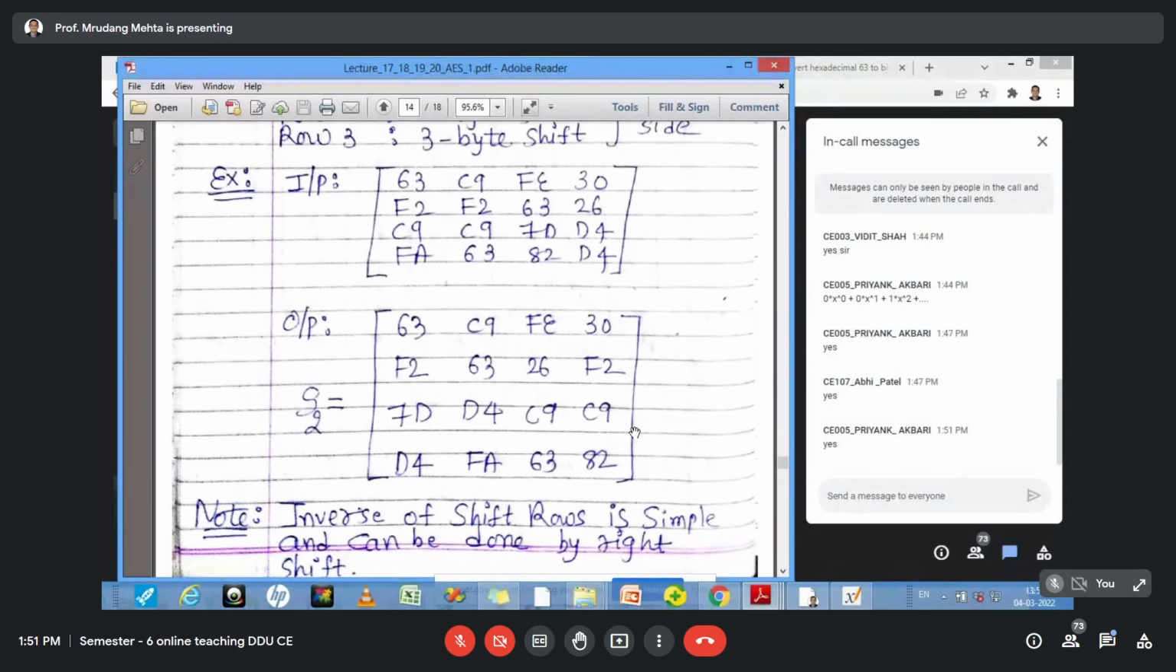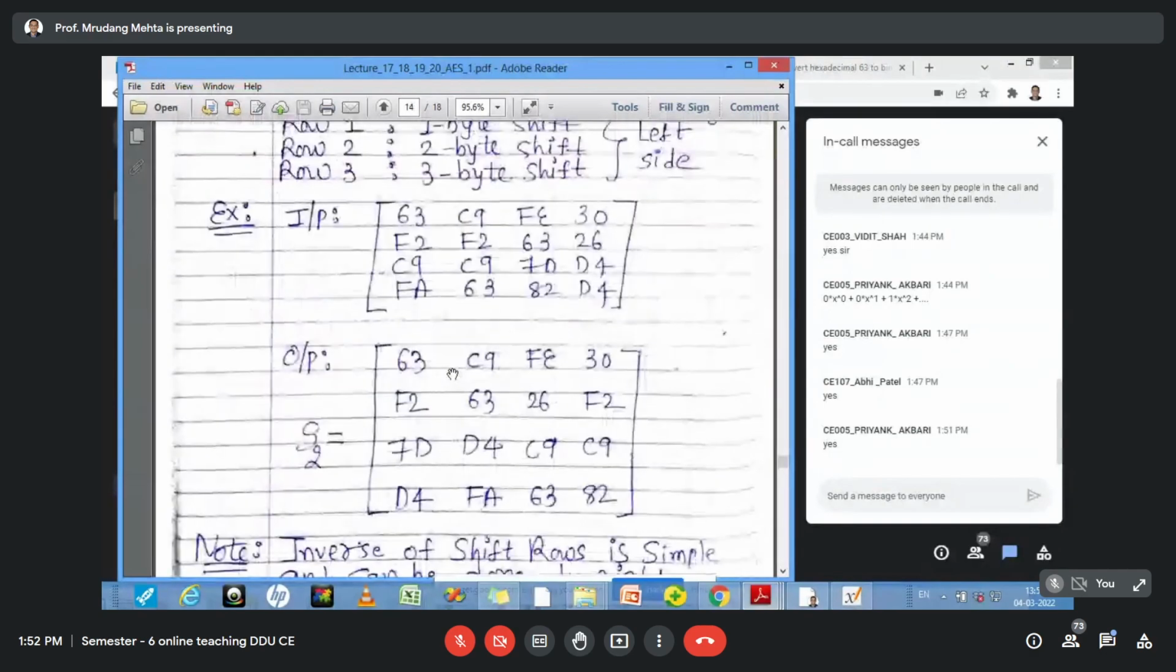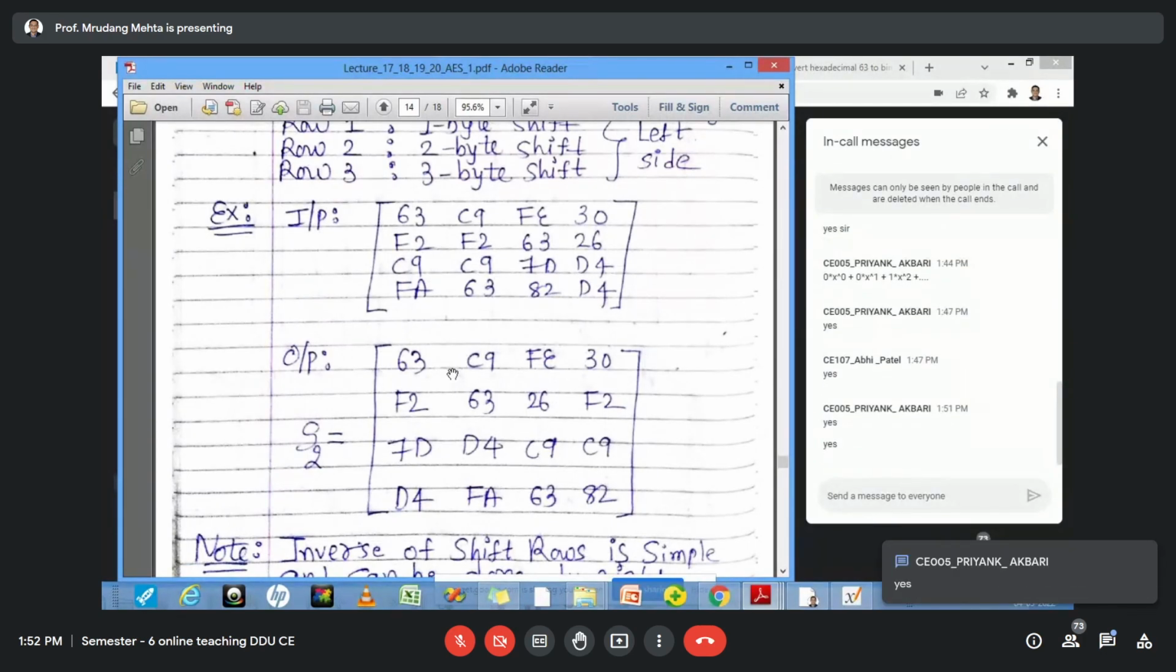The inverse of shift rows is simple and can be achieved by a right shift. When we perform decryption, we actually have to perform the reverse operation. So what is the reverse operation of this shift? Here we are performing a left shift, so in the inverse operation, if we perform a right shift, it will give you the correct result. So that is the second step. Is this second step clear? Left circular rotation by 0 byte, 1 byte, 2 byte, and 3 byte.